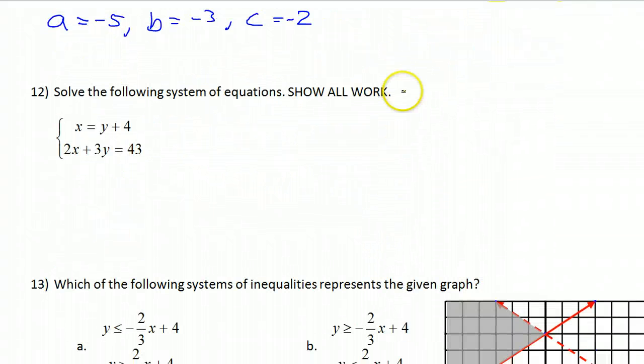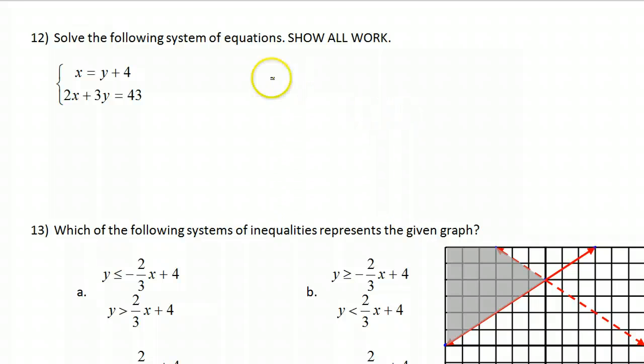Hopefully you understand why. Now, number 12. Solve the system of equations. Show all your work. Now it doesn't say anything about matrices, so I'm going to do this the old-fashioned way. I'm going to use substitution.